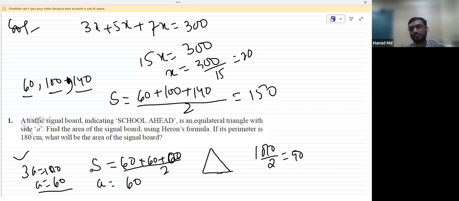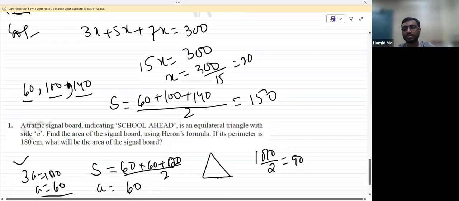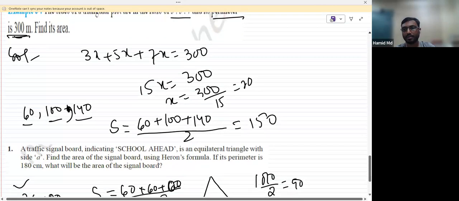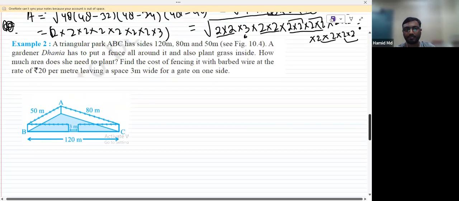So you are done with this as well? Yes, sir. Okay, so I think we have the tough question now. Some application based, I won't say it's tough, but it's a bit application based. This one. Triangle.